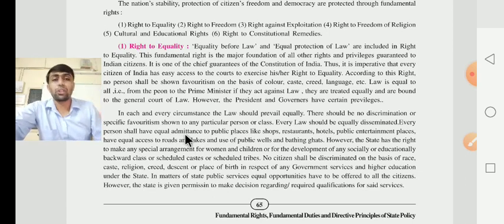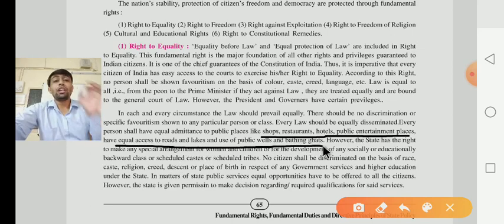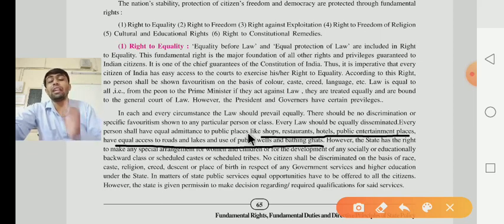Admittance means pravesha. It means admission to public places like shops, restaurants, hotels, and public entertainment places, with equal access to the road, lake, and use of public wells and bathing ghats. It means each and every person has the permission and authority to enter public places. You cannot do any kind of discrimination on the basis of caste, religion, or race.